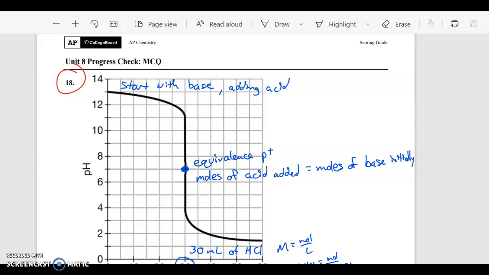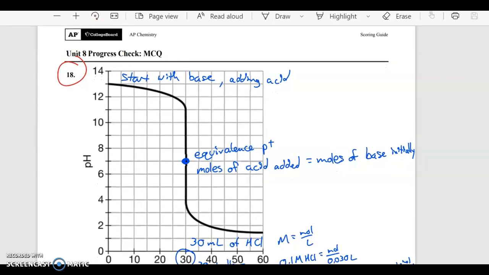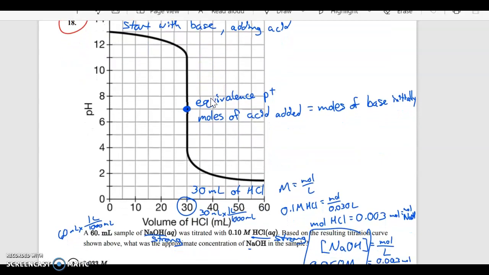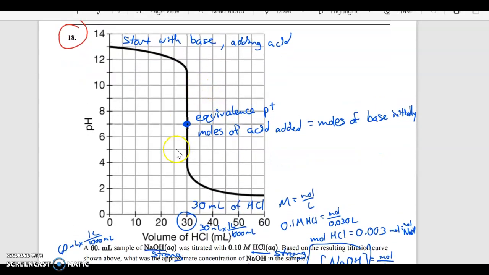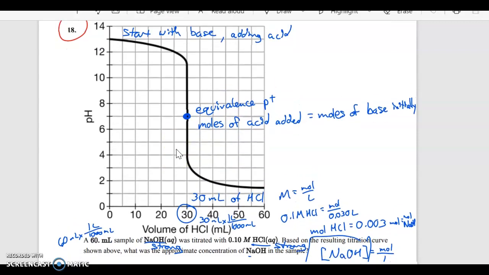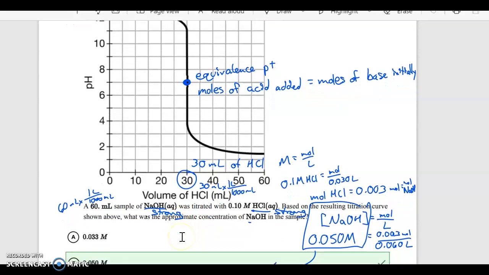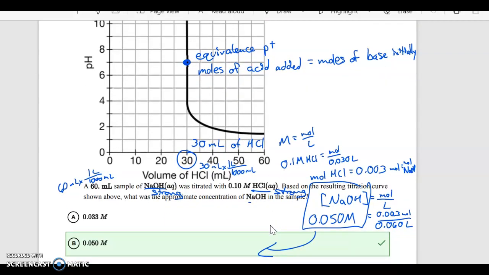All right, well, we're back again. We're just taking a look at some of these other problems. So we went through a whole bunch of stuff with whether we use ICE or the Henderson-Hasselbalch, and now we're going to deal a little bit with it again. But look at number 18. It asks here, what is the approximate concentration of the NaOH sample?